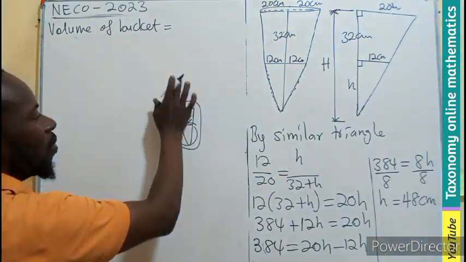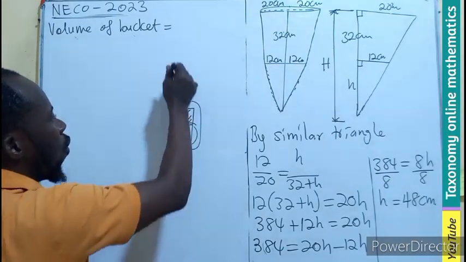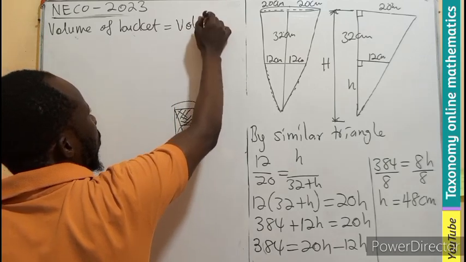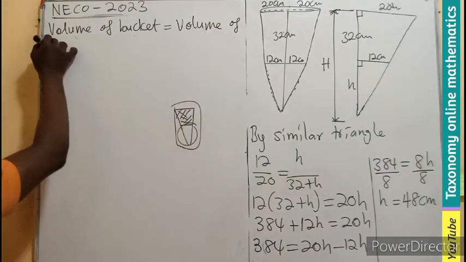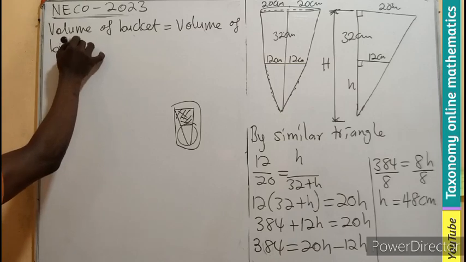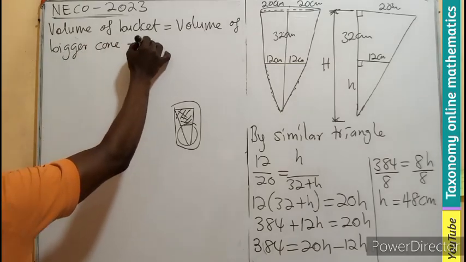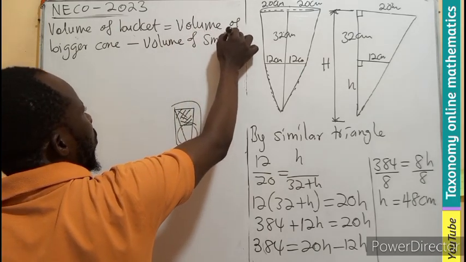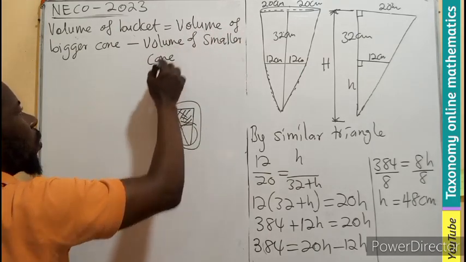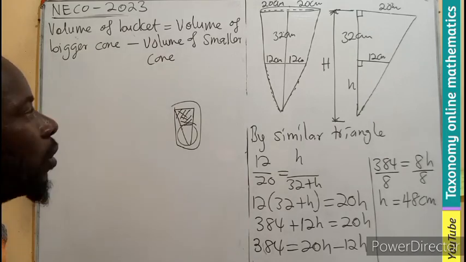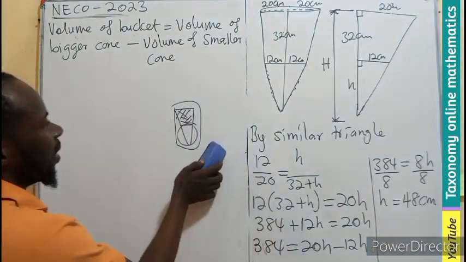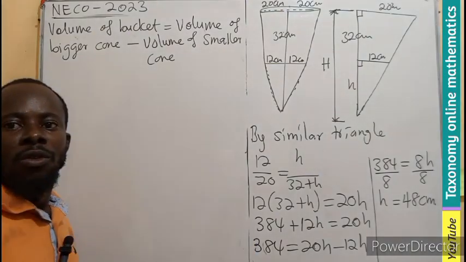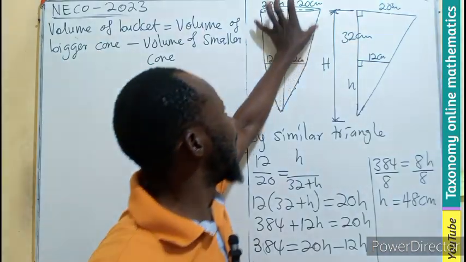So that is going to be the volume of the bigger cone. This is a cone, right? Volume of the bigger cone minus the volume of what? Smaller cone. Bear with me, my board is too small, so we write it in a way that we can exhaust all the space. We are looking for the volume of water in the bucket.